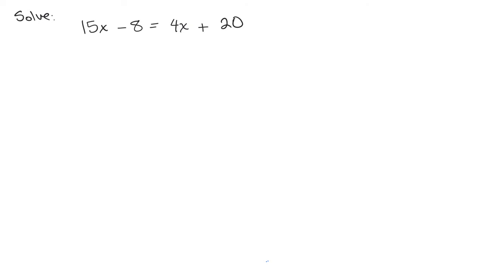So let's say I want to keep my variables on this side. So I want to keep my 15x there. So I say on the right-hand side I have a positive 4x. If I subtract 4x from both sides, now all my variables will be on the left-hand side.